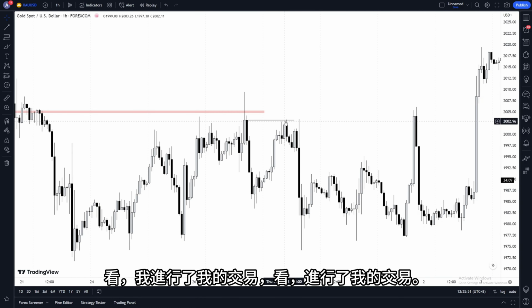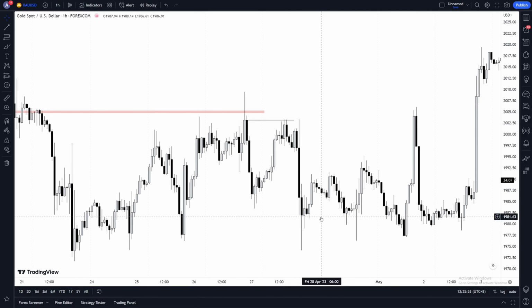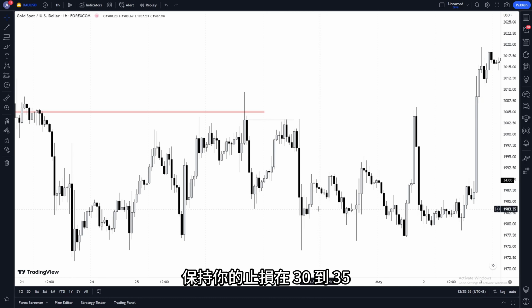Take your trade. Look, I took my trade. See, took my trade. And keep your stop loss at that 30 to 35 pip SL. Me personally, I keep it at 32, right? You guys can do whatever you want. 35 pips, 30 pips, no problem. Even 25 pips, who cares? Whatever floats your boat. But my point is very simple.